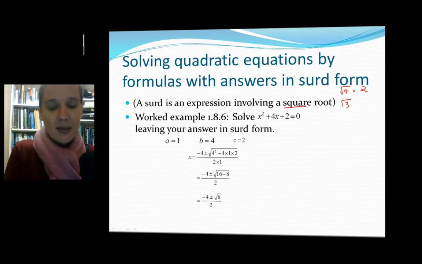So looking at worked example 1.8.6, we want to solve x squared plus 4x plus 2 is equal to 0. Here a is equal to 1, b is equal to 4, c is equal to 2. We enter this into our quadratic formula, and here we get minus 4 plus or minus the square root of 8. The square root of 8 we can't simplify at this point, so we leave it in SOAD form.